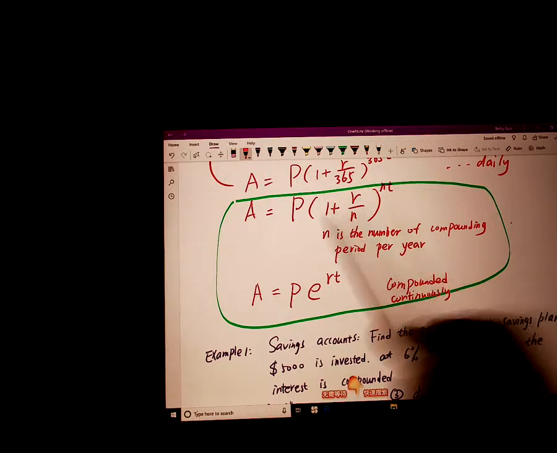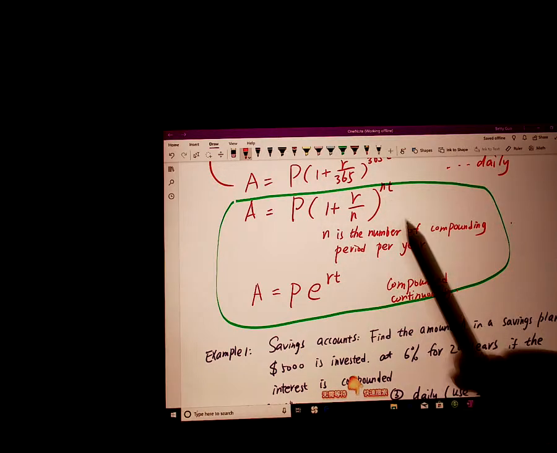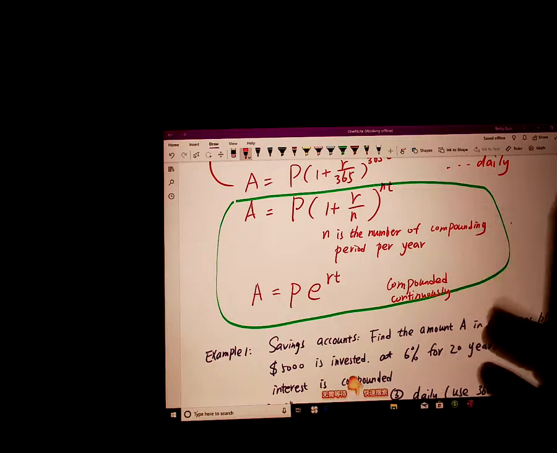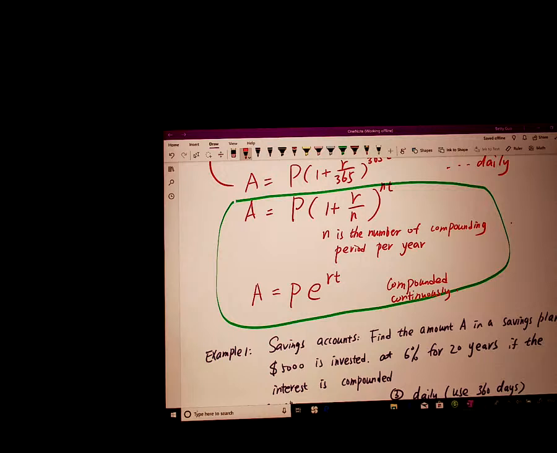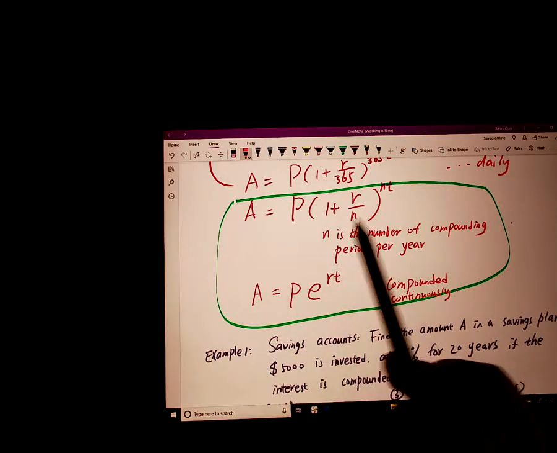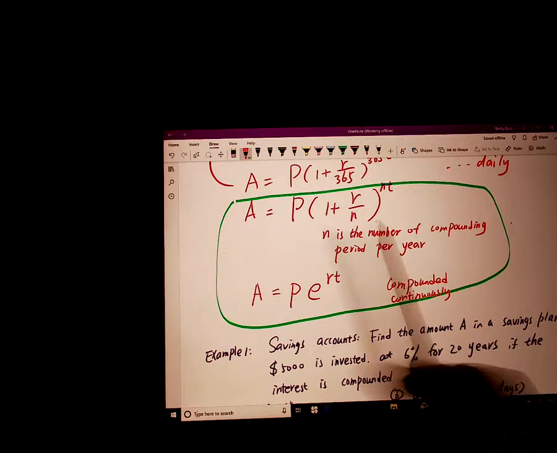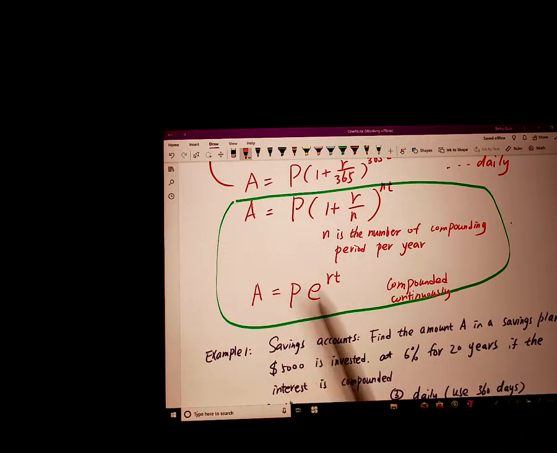Then this formula doesn't work anymore. It's not like once every day or once every hour or once every minute. It's continuously compounded. So then the formula is different. You would have to let n approach infinity. The limit of this function is this function: A equals P times e to the power of r times t.